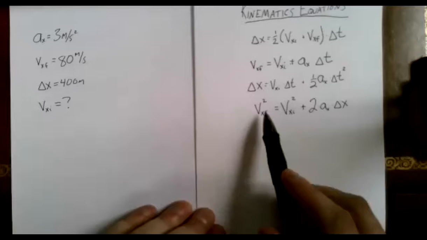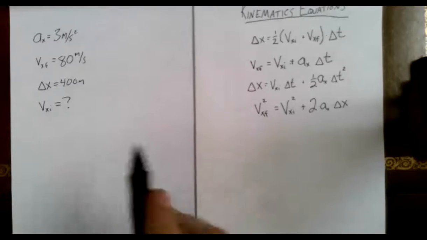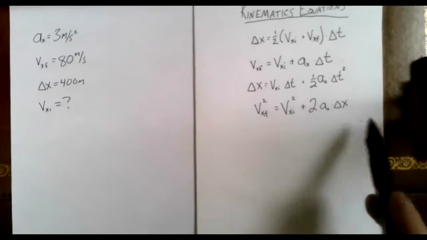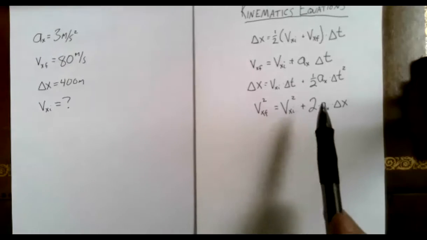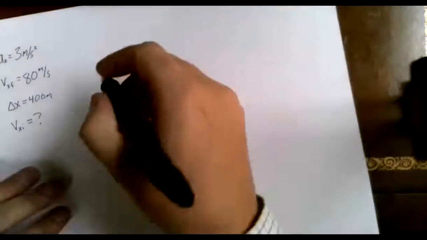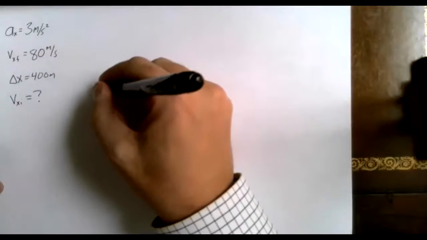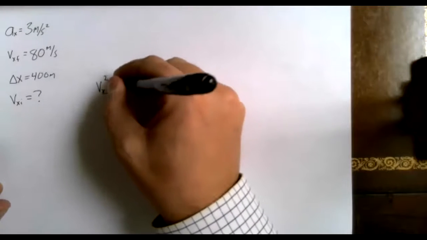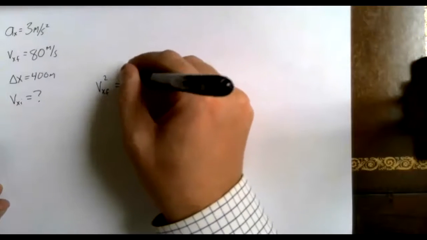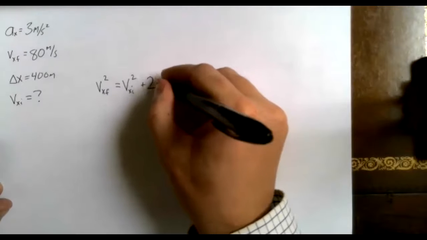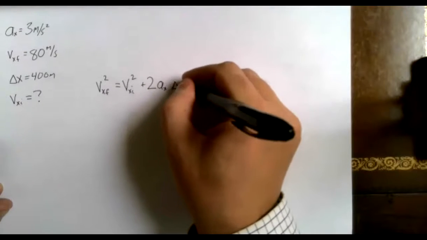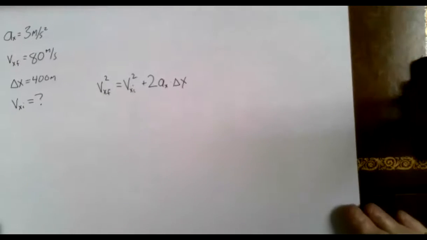The last one. Yeah, the last one. Good, Angel, because we don't have time, right? And this is the only one that doesn't have time in it. This has those exact four symbols. Good. So we'll copy that down. Vx final squared equals Vx initial squared plus 2 times acceleration times displacement.